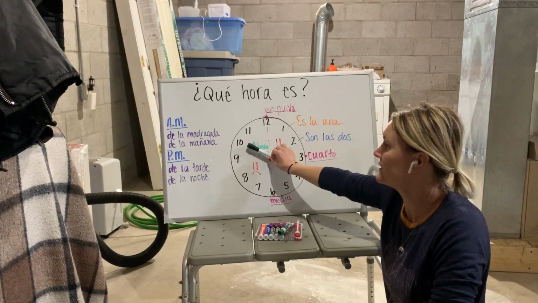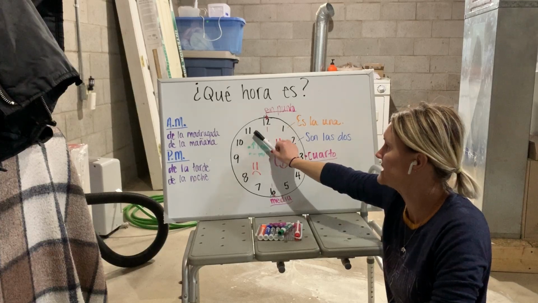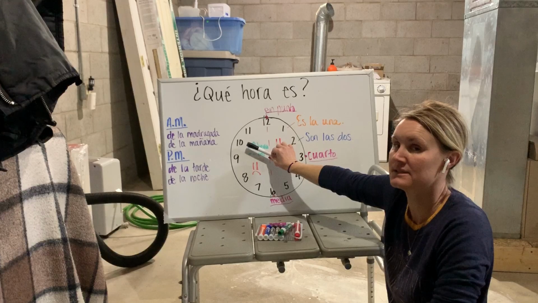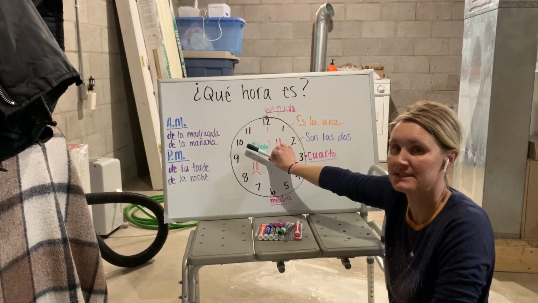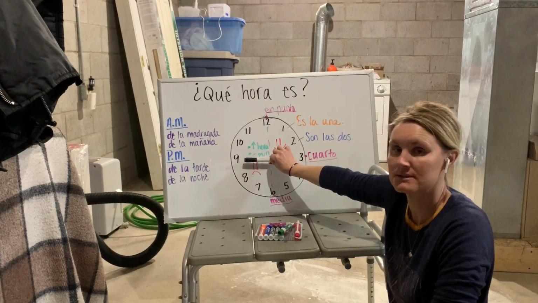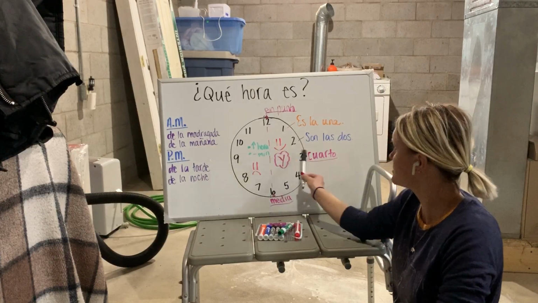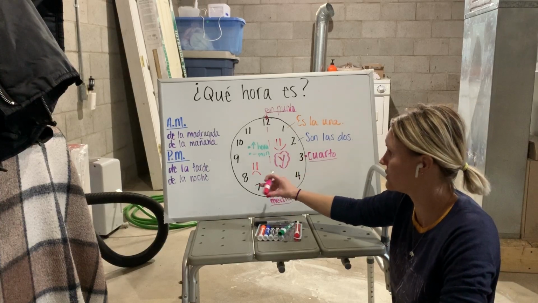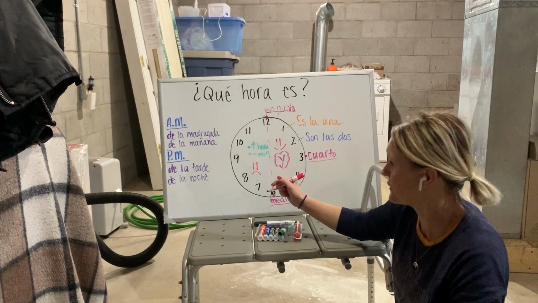If it was 1:50, then I would have 10 minutes till the next hour. So then it would be son las dos menos 10. Son las dos menos 15. Or, just like you did on this side, you could say son las dos menos cuarto.